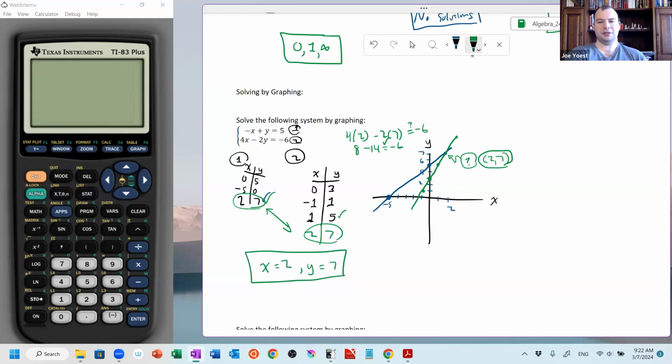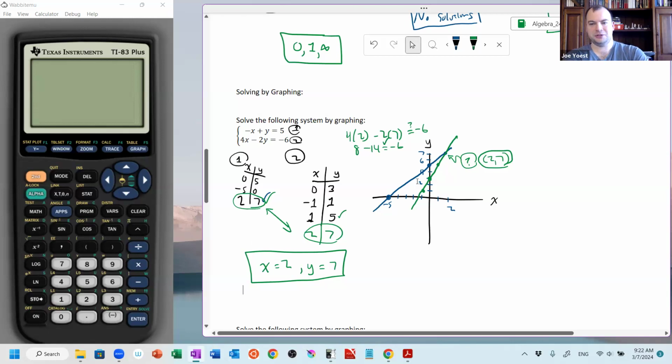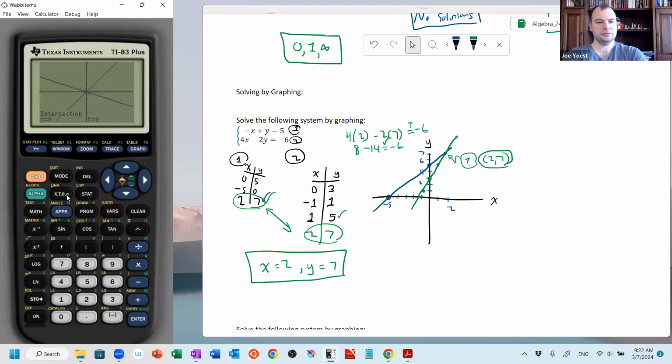So I was able to find my solution graphically, even drawing the graphs by hand, if I'm pretty careful with drawing my axes and my tick marks for the units and all of that, and making sure that my lines are fairly straight. Let's do it on the calculator.